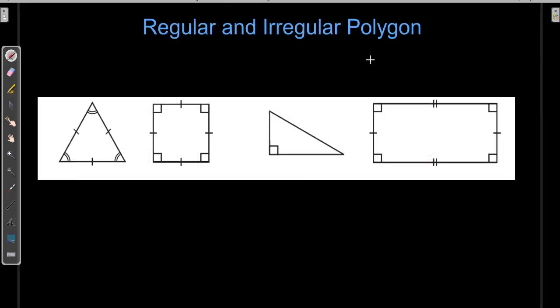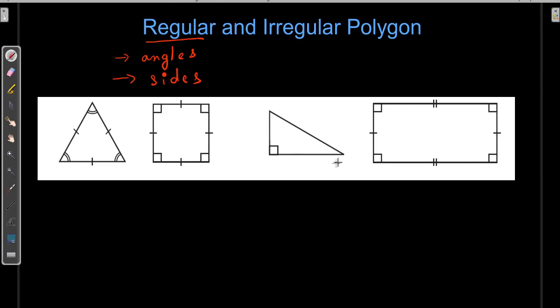Now the regular and irregular polygon. If all angles and all sides are equal, then it is called a regular polygon. So for a regular polygon we need two things equal: the angles and the sides. If sides and angles are equal in a polygon, then it is called regular, otherwise it is called irregular. Here I take an example. This is an equilateral triangle. In an equilateral triangle all sides are equal and each interior angle is 60 degrees, so this is a regular polygon. Similarly a square, each interior angle is 90 degrees and all sides are equal, therefore it is also a regular polygon.